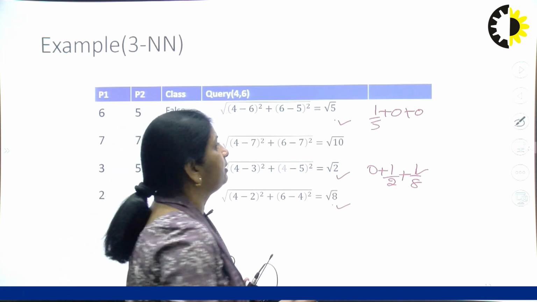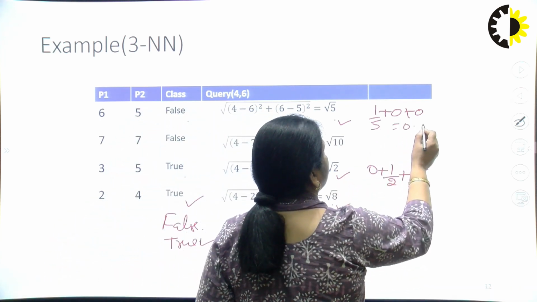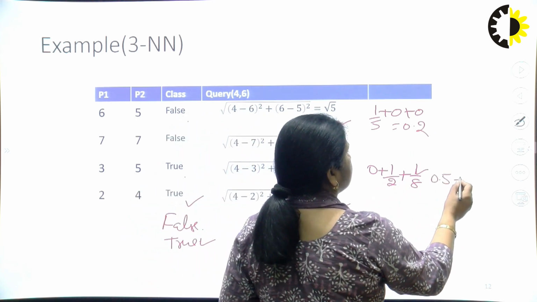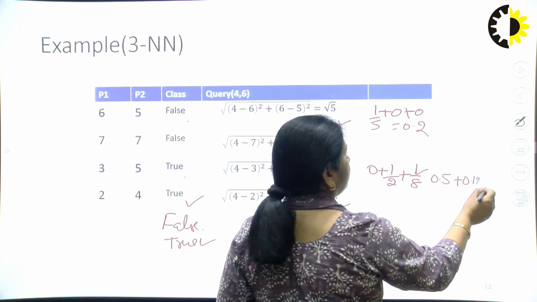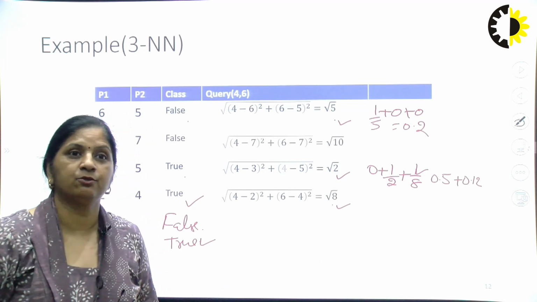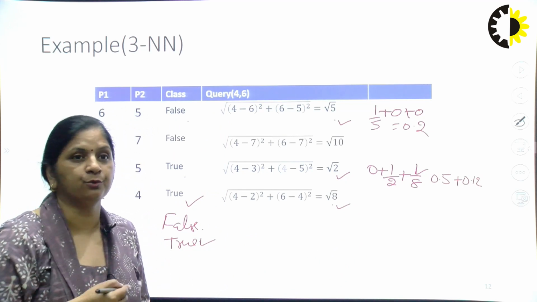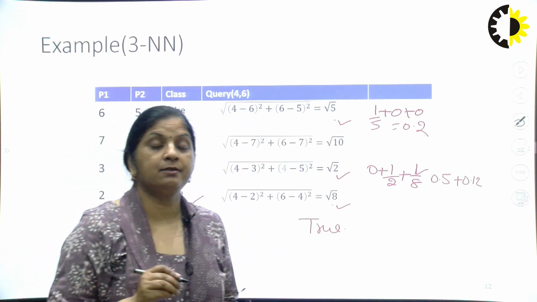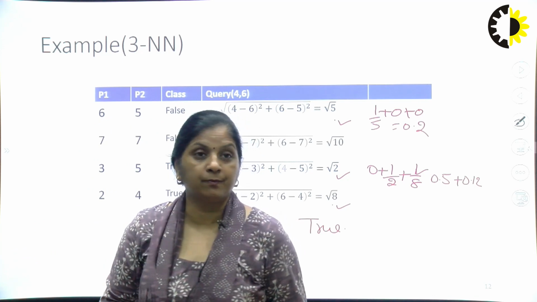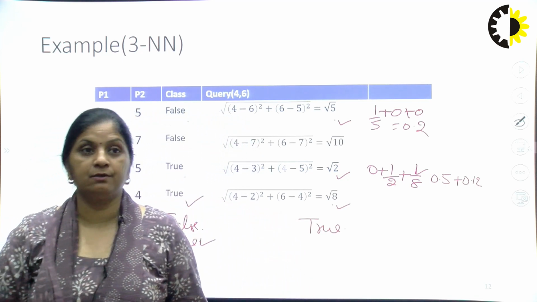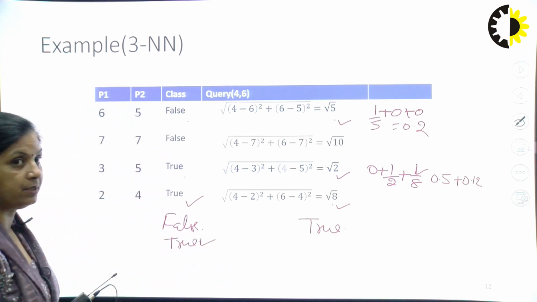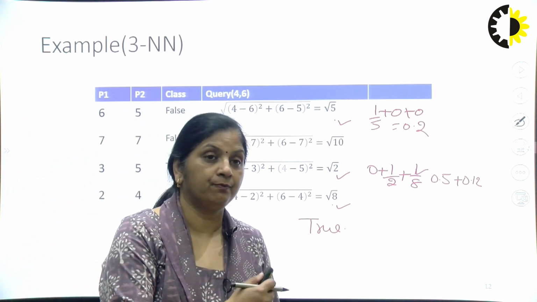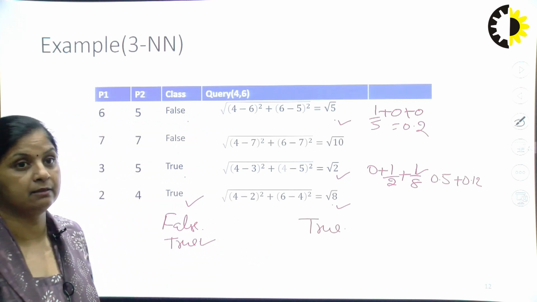So now we are getting it as 0.2 and something here, 0.5 plus 0 point something 1, 2 and so on. So it will be something like 0.6. So which one is higher again? That is true. So the class will be true. So this is distance weighted nearest neighbor. In this we have considered the distance also for better result, better accuracy. So these are the classification methods that we have studied using instance based learning.